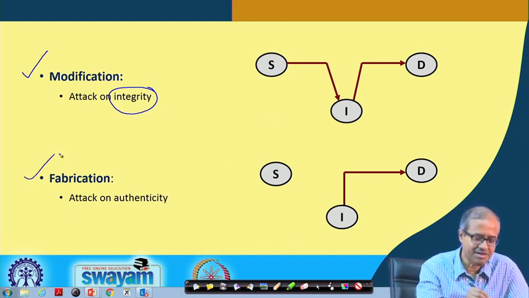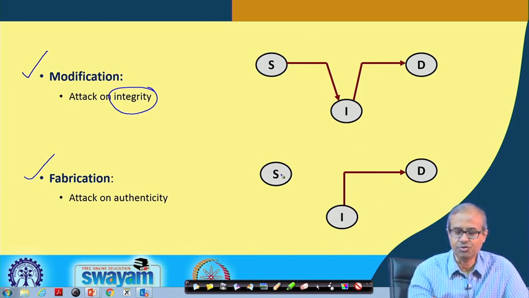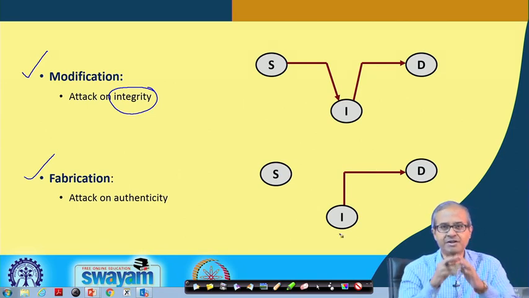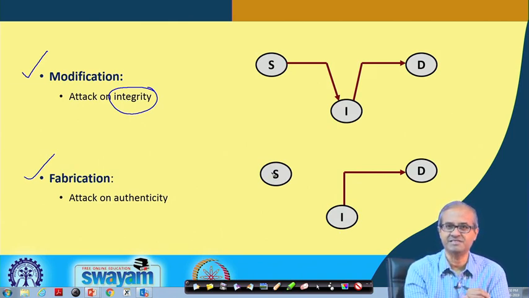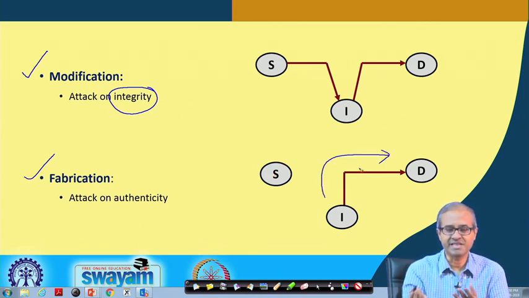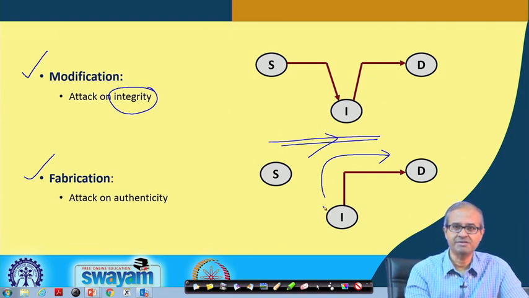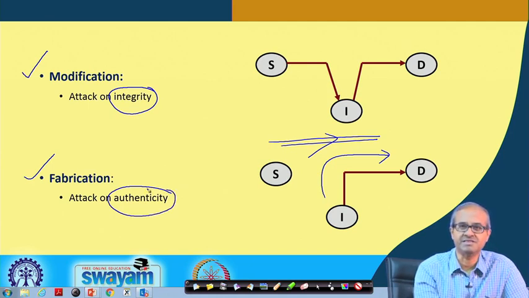And lastly comes fabrication. Fabrication says the source did not send anything at all to the destination, but the intruder artificially fabricated a packet with the source address put as the source address of S, and the packet was sent to the destination. Destination will feel that the packet is actually coming from S, but which is not. The packet was coming from the intruder, and this is something called attack on authenticity.